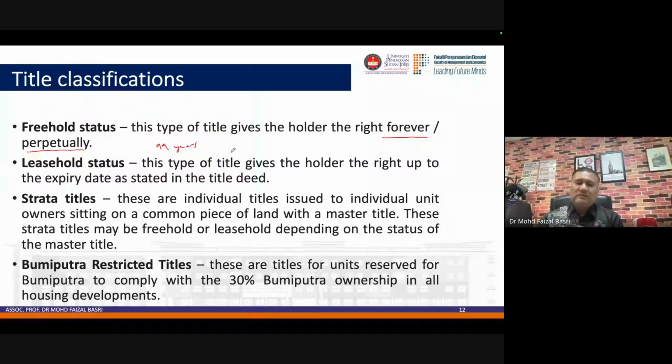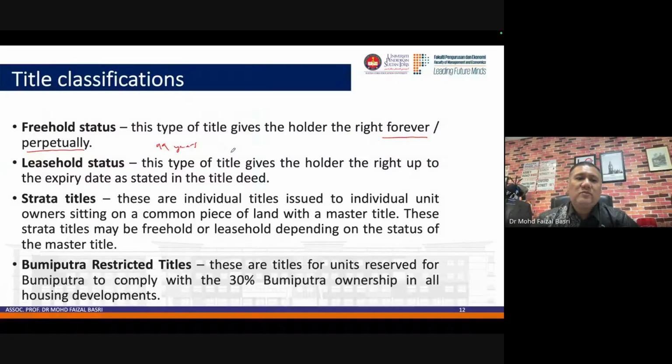Okay, so dia akan ada satu master title, selalu dipegang oleh developer on the common piece of land. Tapi setiap satu unit yang ada dalam building on that particular land akan terima strata title. So your rights hanyalah on that particular unit sahajalah. Okay. And again, this strata title pun akan bergantung kepada freehold ataupun leasehold on the master title. Okay, sama je lah konsep dia.